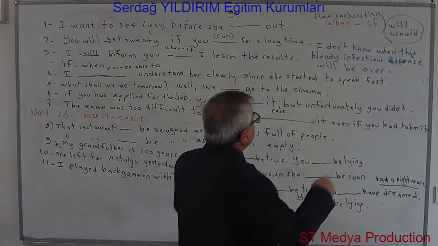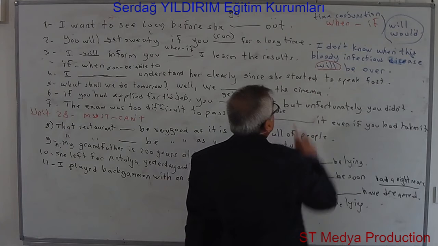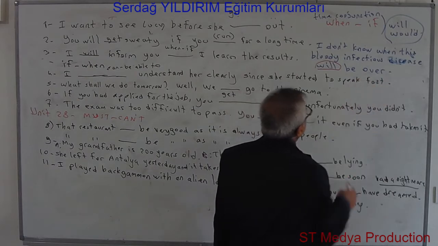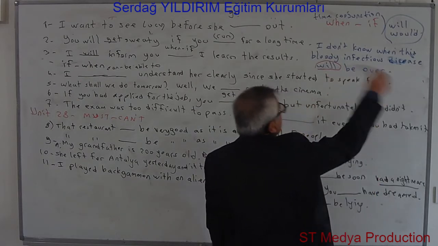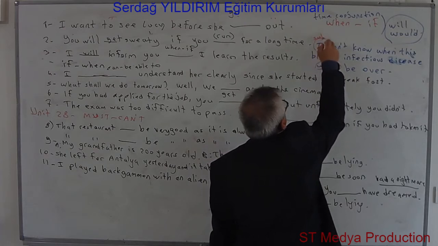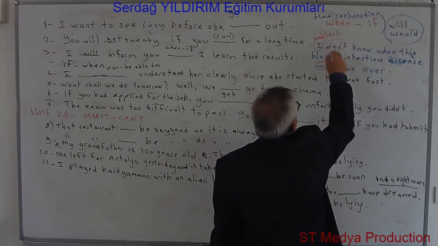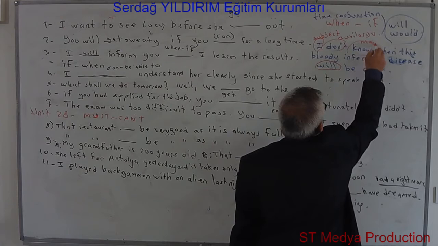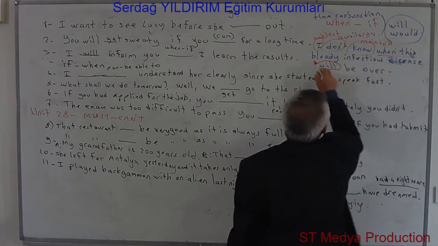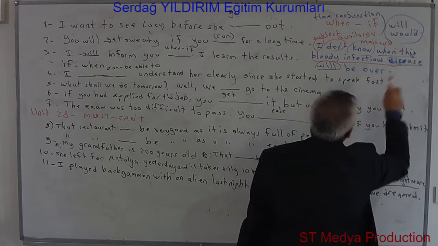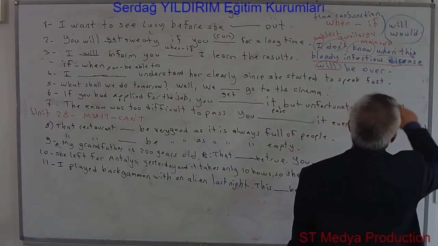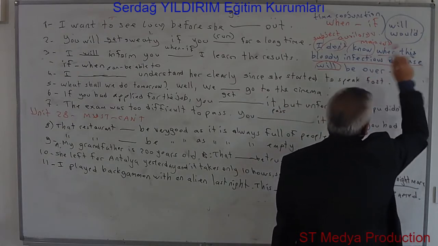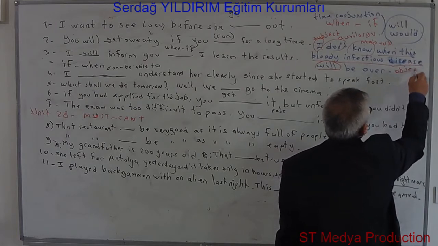As you see here, my friends, I use "will" here. You may say, "Teacher, you told us that after 'when' we can't use it." But here, let's analyze this sentence. "I" is the subject. "Don't" is the auxiliary verb. "Know" is the main verb. And "when this bloody infectious disease will be over" is in future tense, and it is the object of our sentence, right?